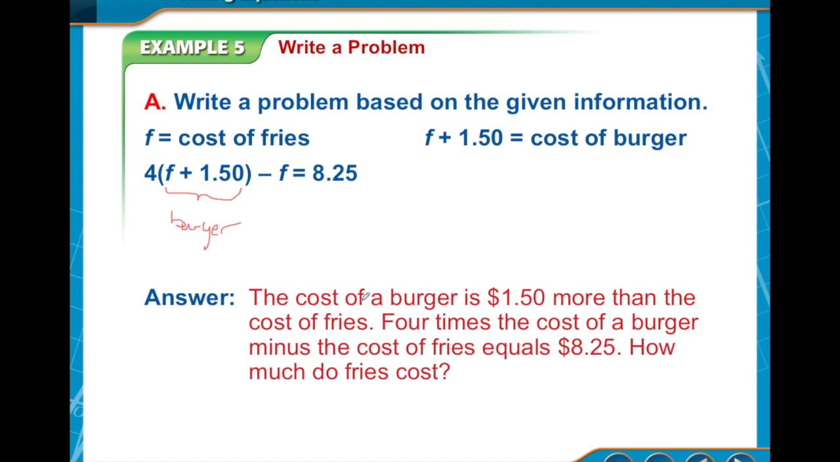We turned this into words right here: 4 times the cost of a burger minus the cost of fries equals $8.25. And we could figure out how much fries cost.